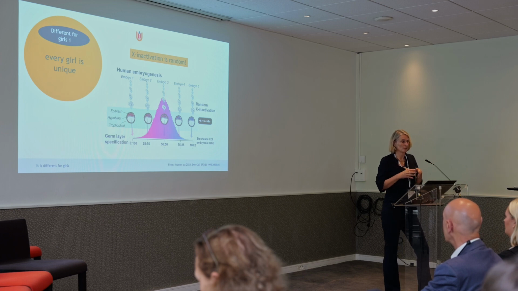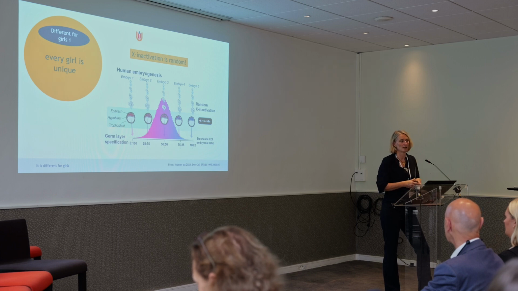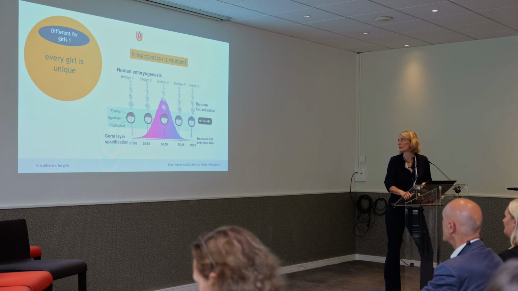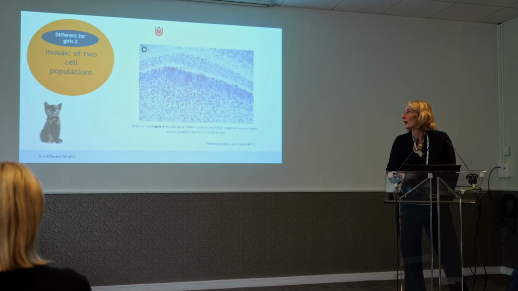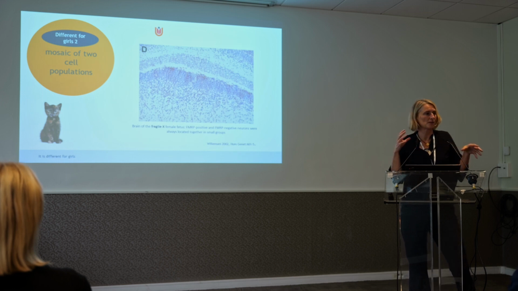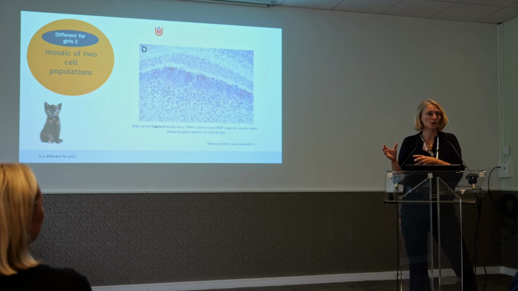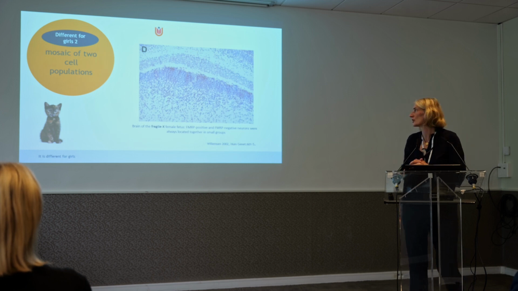But what is important is that this will turn out differently in every girl. So every girl with a CTD mutation is unique in the amount and also in the distribution of the cells that have a functioning creatine transporter, and cells that don't have a functioning creatine transporter. And this also means that girls are unique in the fact that they have two different cell populations. So all girls are mosaics, with cells with a normal functioning creatine transporter and cells without a functioning creatine transporter.